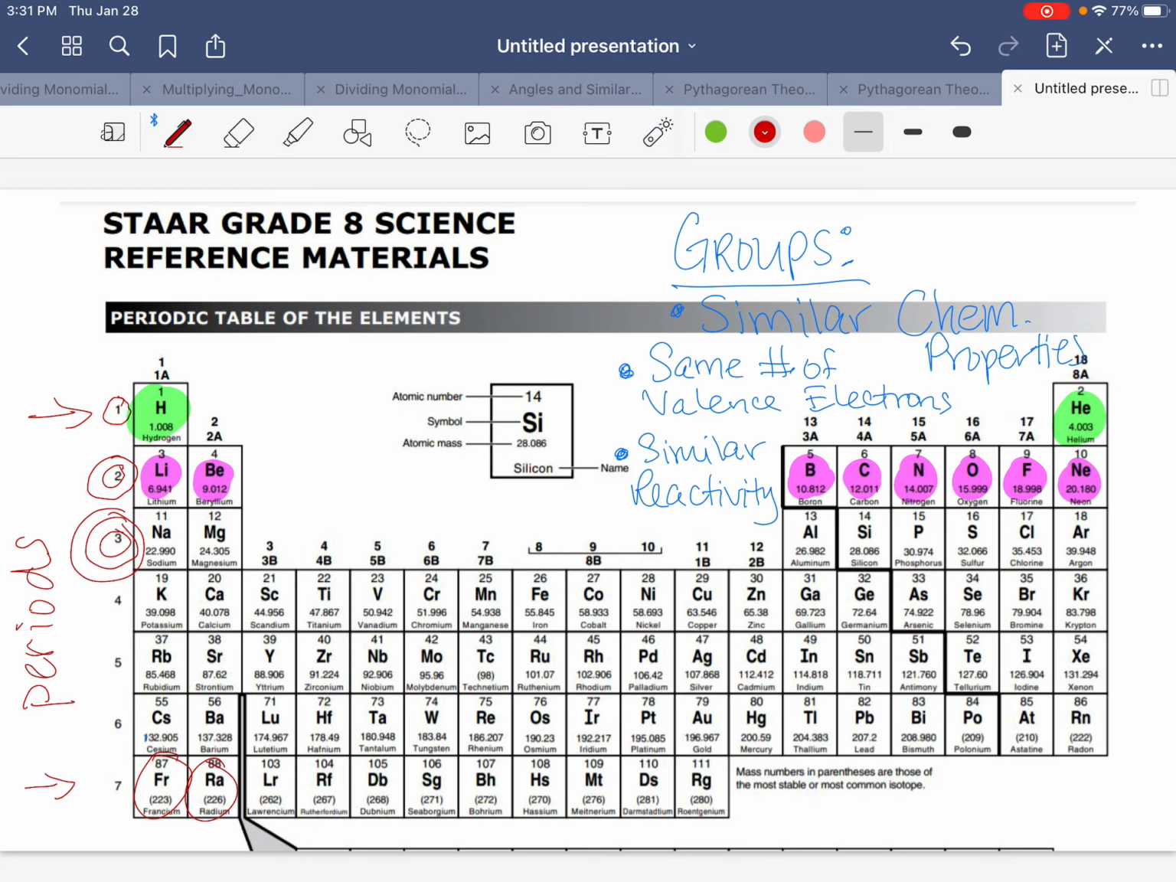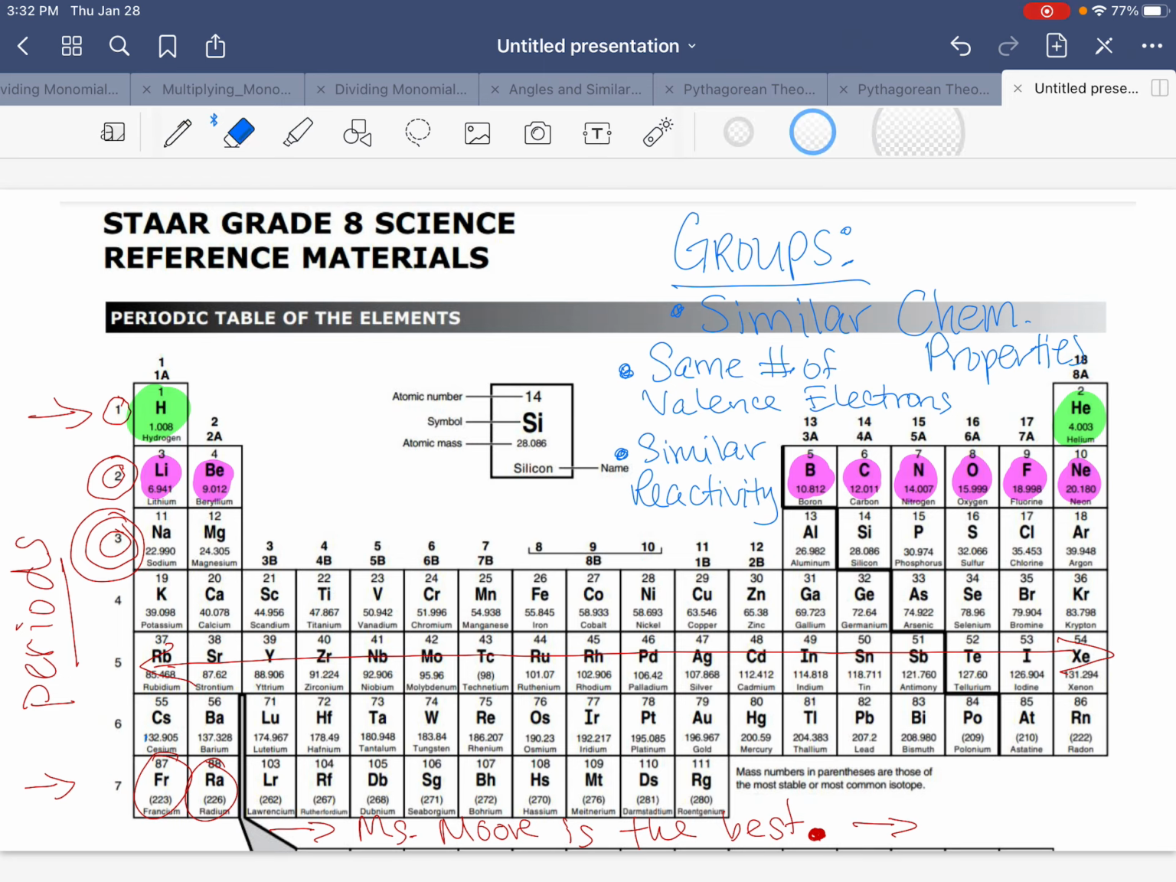Those are the only things that these periods have in common, the number of energy shells. And that's periods. So the way that I remember periods is whenever I write a sentence, let's say, Miss Moore is the best. I need a period at the end of my sentence. Sentences go from side to side. Therefore, I need a period just like these rows go from side to side, and that's why we call them periods.